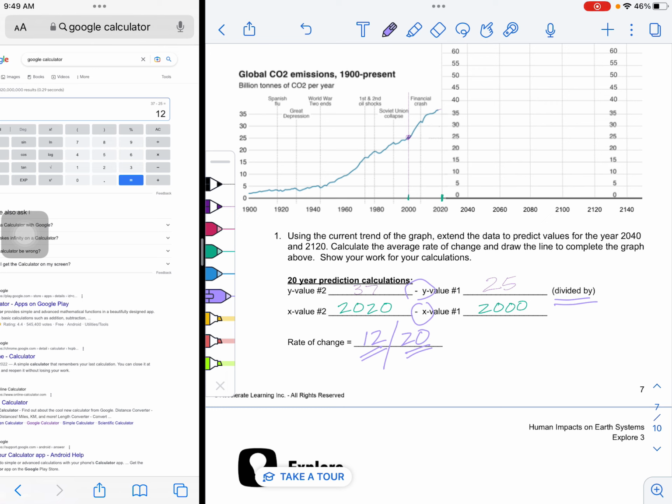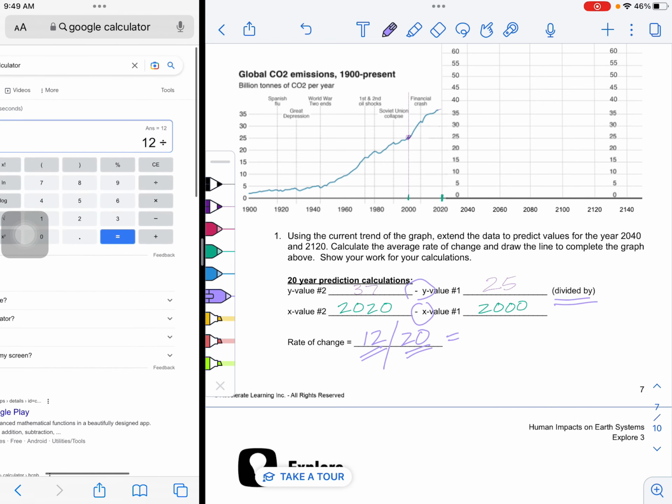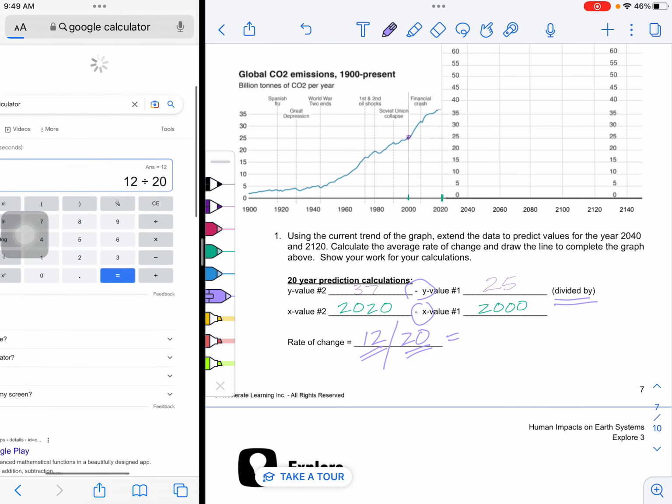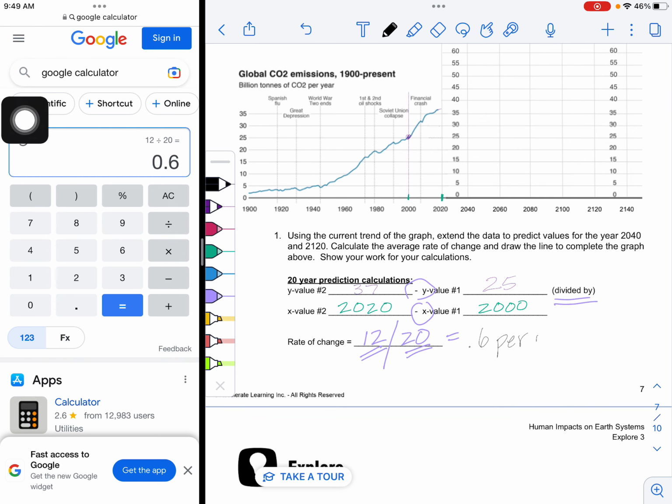So I want to know, what's that per year? I'm going to plug that into my calculator. 12 divided by 20. So per year, I have a 0.6 billion ton increase per year. That's the important part I need to find. I'm going to use that throughout my calculation.